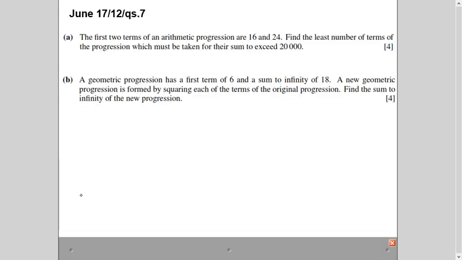So let's begin with the question. The question has two parts. We will solve one at a time. The first part has arithmetic progression in it. It's mentioned here: the first two terms of an arithmetic progression are these. And the second part is about geometric progression. So let's solve part one first.